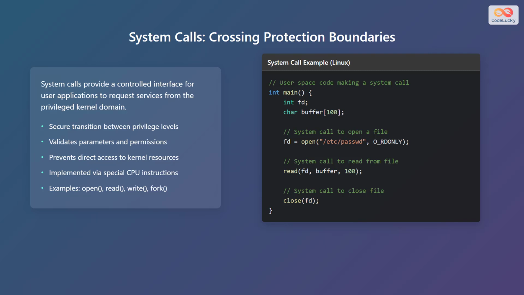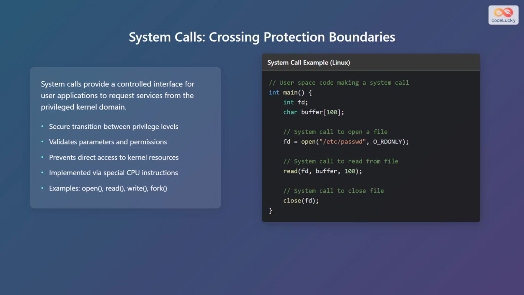System calls are the mechanism by which a user-level process can request services from the operating system kernel. This provides a secure and controlled way for user applications to access privileged resources. Here are some key points about system calls. First, they provide secure transition between privilege levels. System calls allow user processes to request kernel services in a controlled manner.